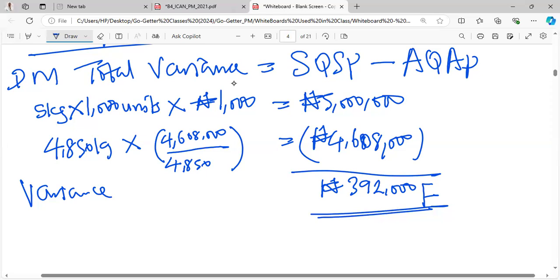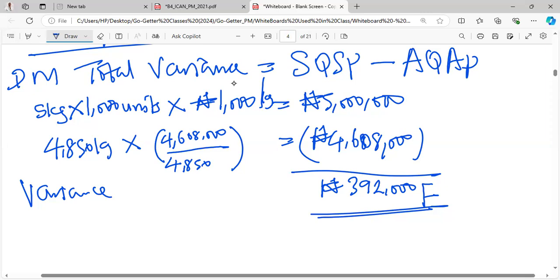So it means that the whole standard cost, if you are doing 5 kg for 1 unit and you use 1,000 units, buying each kg at 1,000 naira, means that you spent 5 million making 1,000 units. Then actually, instead of 5,000 kg, you now used 4,850 kg, and you spent 4,608,000. That is what you spent.